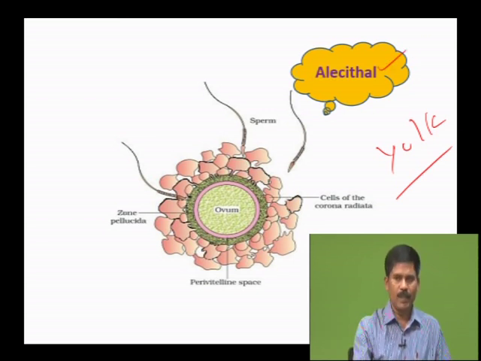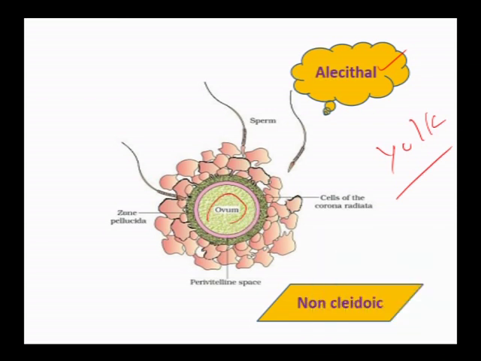Unlike other eggs, for example in birds, the bird's egg is surrounded by a calcareous shell. But in humans, a calcareous shell is not present. That's why they are said to be non-cleidoic. So, this is the cytoplasm of the egg. It's also called ooplasm. There is a haploid nucleus.